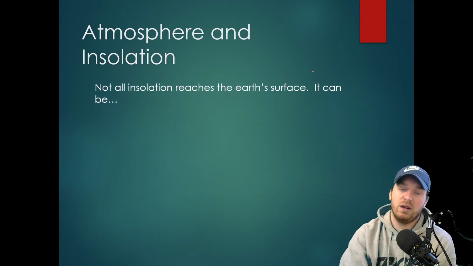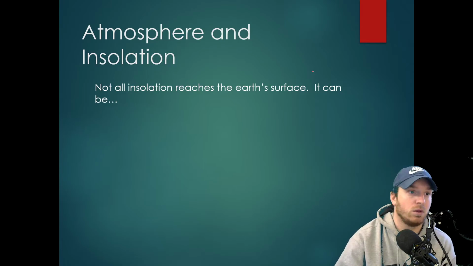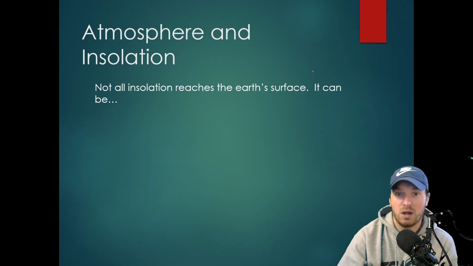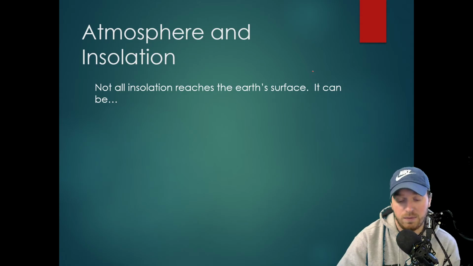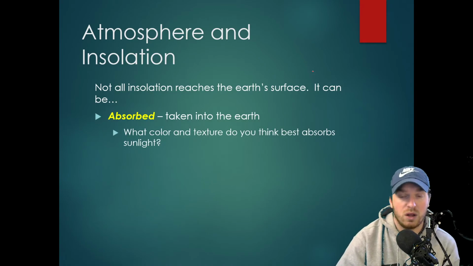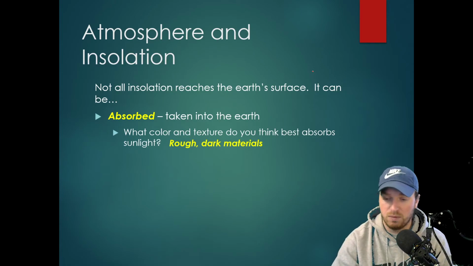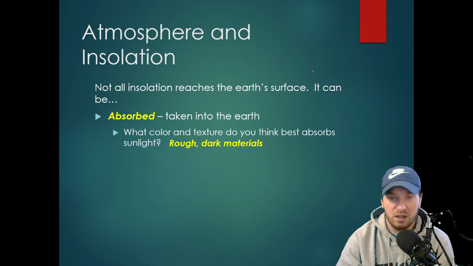Well, the atmosphere does protect us from some of this insolation, which we should be very happy about, very grateful for, because we don't want all the insolation that the sun is going to give off. Some of it is absorbed, taken into the Earth. What color and texture do you think best absorbs? This is a review. We should already know this. Rough, dark materials. That's why a tarred driveway is hotter than, say, a smooth, lighter sidewalk.